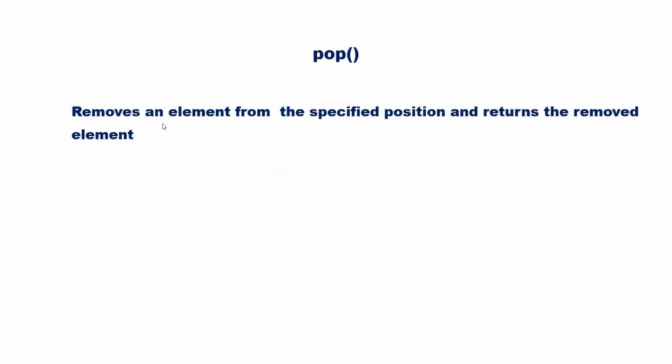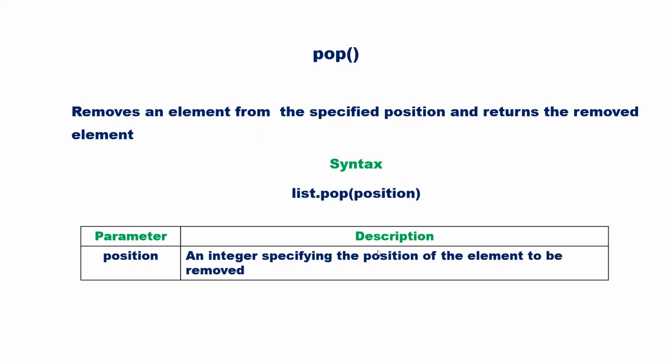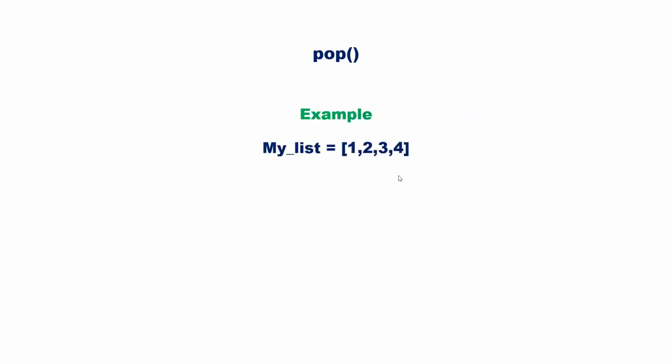The pop function removes an element from the specified position and returns the removed element. The syntax is list.pop(position). Position specifies the index value from which the element is to be removed. For example, my_list.pop(2). Here we want to remove the element from position 2. At position 2, the value is 3. So 3 will be removed and it is assigned to the variable value.